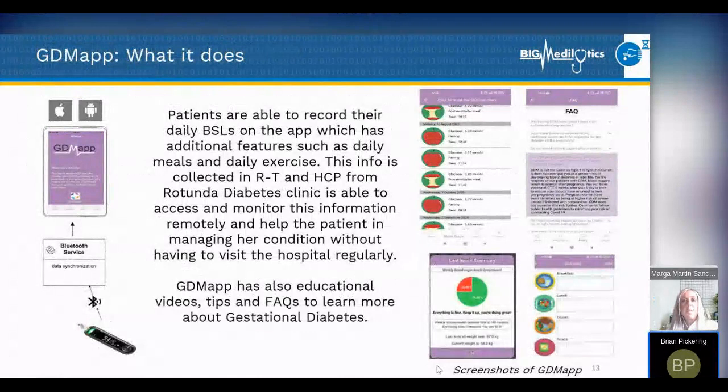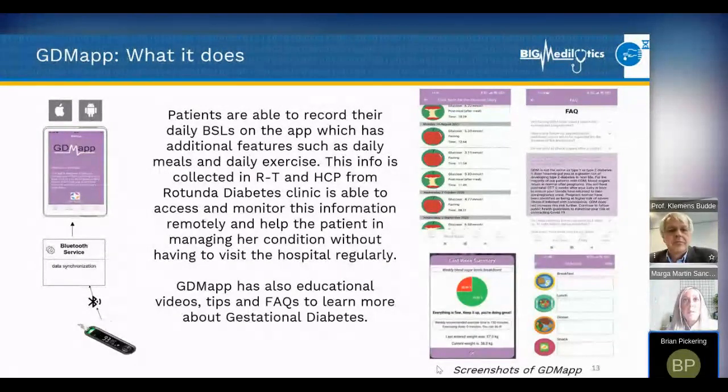So how does it work? All the patients that were recruited in the study were provided with strips and a glucometer, which is equipped with Bluetooth. So the process is very easy, as the patient can easily connect and pair with the mobile application, which is available in both operating systems, in Android and also in iOS. So the patients are able to record their daily blood sugar levels from home or from anywhere else, providing 4 measurements a day as required by the clinicians, 1 fasting and 3 post-meal.